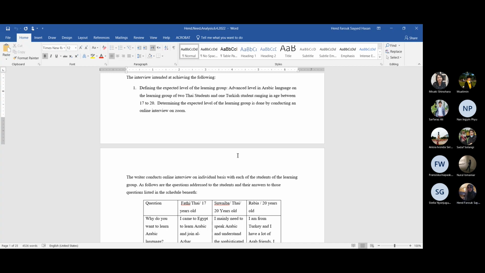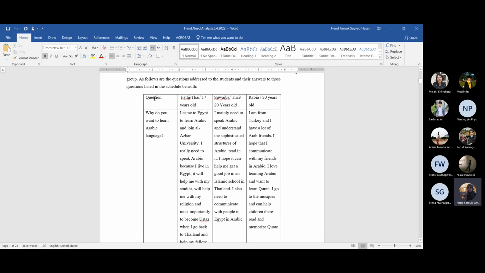The three of them were already at an advanced level in the Arabic language: two Thai students and one Turkish student, ranging in age between 17 and 20. Determining the expected level of the learning group was done by conducting an online interview on Zoom. The questions were as follows.